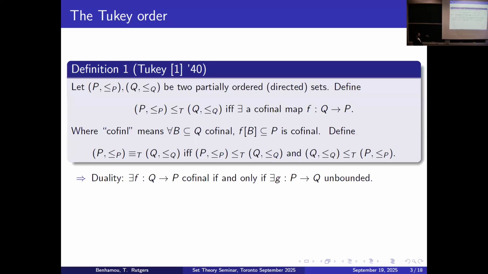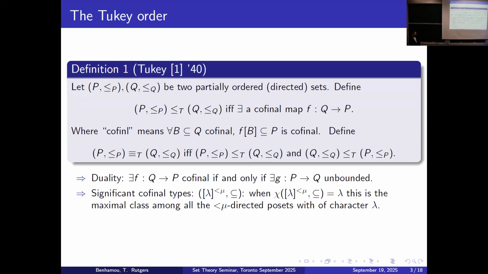There is a cofinal map going from Q to P if and only if there is an unbounded map going from P to Q, where unbounded means kind of the same thing: an unbounded subset of P is mapped to an unbounded subset. And I'll get to it in a second.